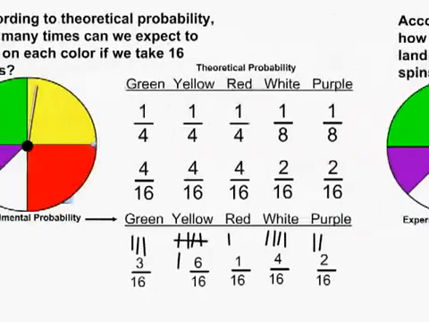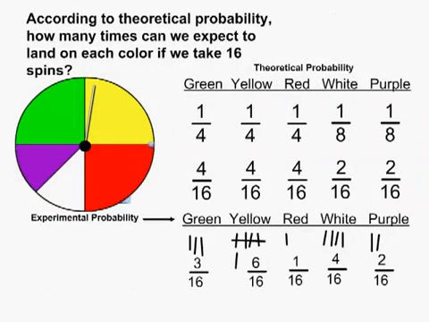Now let's compare the experimental probability to the theoretical probability. For green, we see that it actually occurred 1 time less than what we expected. For yellow, we actually had it occur 2 more times than what we expected. We expected it 4 and we got it 6. For red, we expected it 4 times, but it only occurred 1 time.